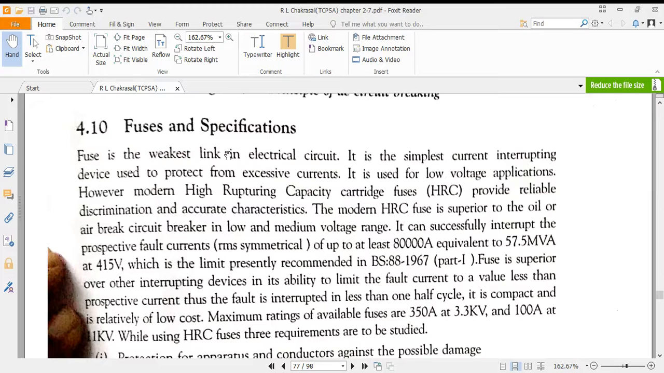Ideally, the fuse should be the weakest link in the electrical circuit. It should have a very low melting point. If there is an overload, if you are permitted to use 1 kilowatt and if you are consuming 1.1 kilowatt or 1.2 kilowatt, more current starts flowing through the circuit. So at that time, the fuse should blow. That is the objective of the fuse.